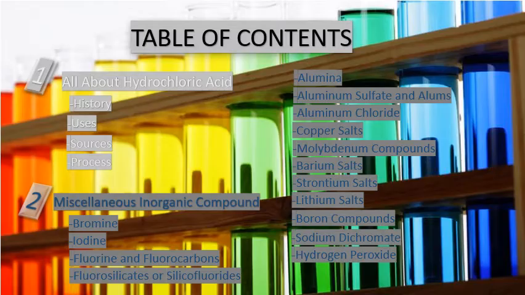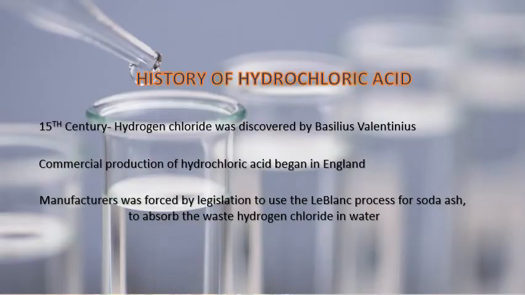sulfate and alums, aluminum chloride, copper salts, molybdenum compounds, barium salts, strontium salts, lithium salts, boron compounds, sodium dichromate and hydrogen peroxide. So let's now proceed to the first part of this lecture, which is the history of hydrochloric acid.